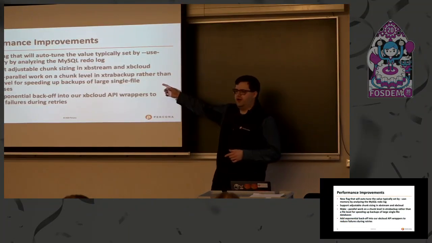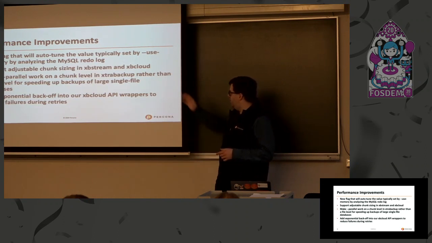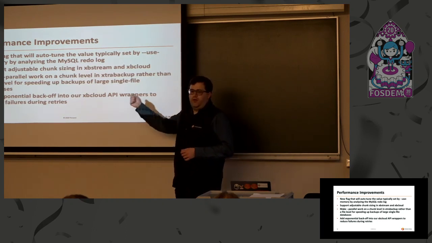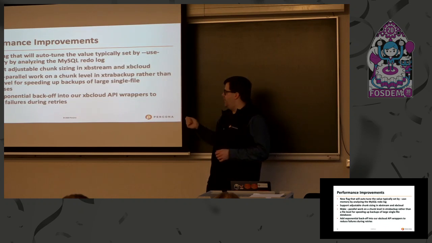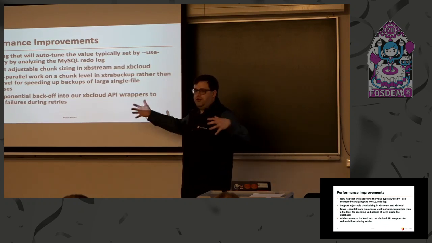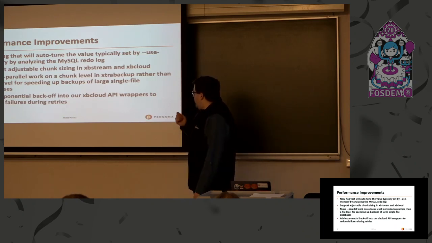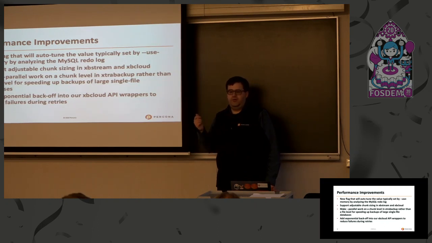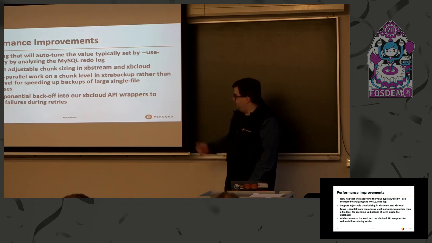We're going to do adjustable chunk sizing in XBStream at some point, and when we do that, it'll be supported in XBCloud as well. We're also going to do chunk-level support for --parallel. Today, this is on a file level, but we want to do it at a chunk level so you can have single large databases and still get a speedup. And we want to add exponential backoff into the XBCloud API wrappers, because today retries can be kind of expensive. If the API becomes unavailable for your cloud provider for any reason, whether it's a network issue or whatever, it can be painful.